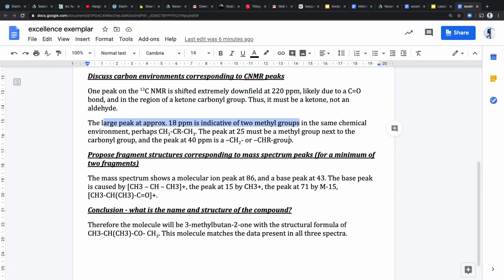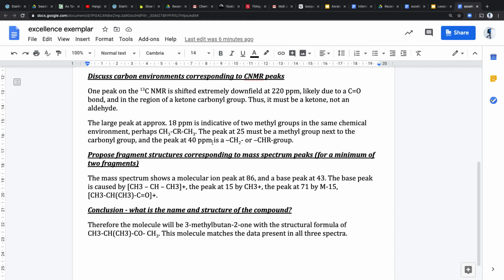Now the peak at 25 must be a methyl group next to the carbonyl group, so it's slightly de-shielded. It must be the carbon immediately next to that carbonyl group. And the peak at 40 is the one connecting the carbonyl group to the rest of the chain.